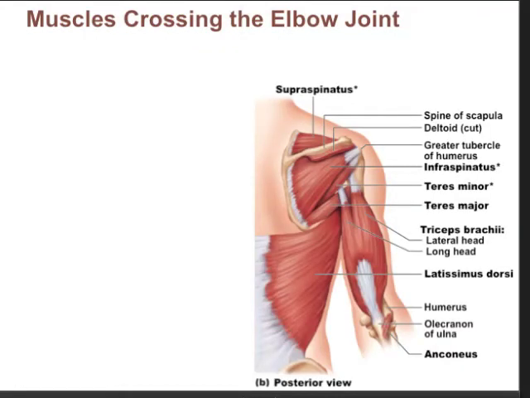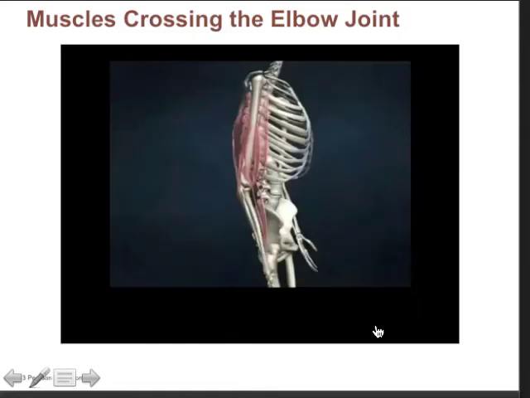Okay, the posterior extensor muscles include the triceps brachii, which is a forearm extender, so basically it opens the elbow up, and the anconeus, which is a weak synergist. And you can see here the triceps brachii, again, running essentially from the scapula and inserting all the way down onto the olecranon of the ulna, which is the medial bone of the forearm. And of course, when this muscle shortens, it's going to extend the elbow. So let's take a look at the muscles across the elbow joint.